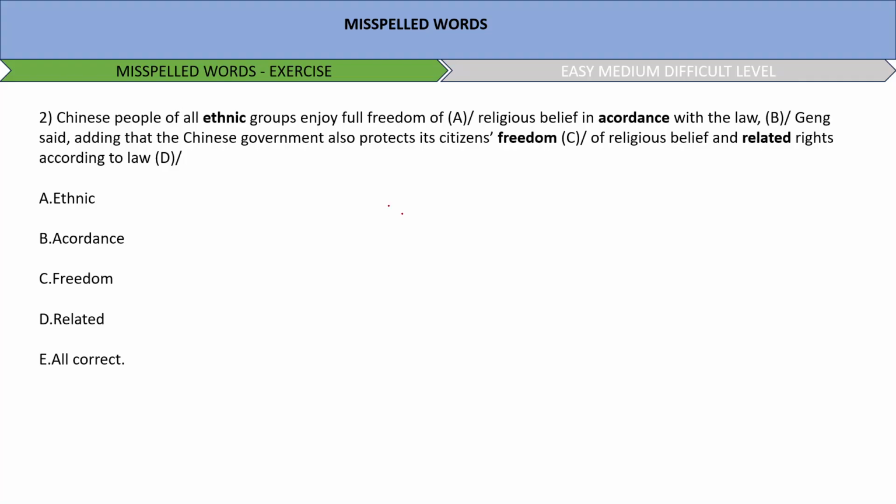Chinese people of all ethnic groups enjoy full freedom of religious belief in accordance with the law, Geng said, adding that the Chinese government also protects its citizens' freedom of religious belief and related rights according to the law. So, what according to you is the erroneous part, or is there no error? Definitely accordance. The correct spelling of accordance is accordance. You see, it's written so beautifully that you will not be able to analyze. Why? Because during the exam pressure, when you will be sitting for an examination, you will definitely miss out answering such questions like this.